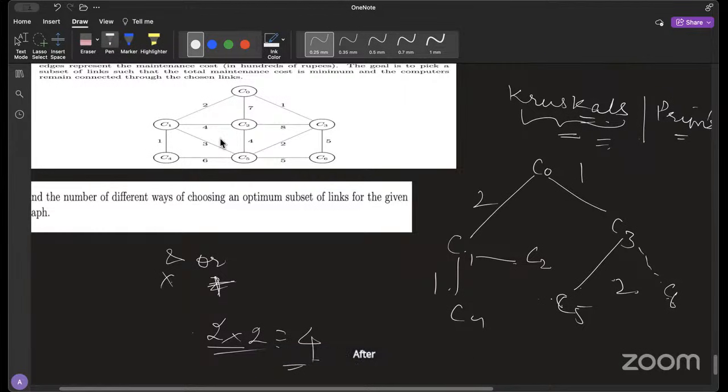After 5, 6 is there, and there's only one edge with weight 6. That's not a problem. Only one edge with weight 7. That's also not a problem. Only one with 8. So we are not going to have problems there. You cannot have different ways from there, but because these were 2, that's why you have 2 here and 2 here. But if you don't want to go this way, one way to look at it is if you draw this edge, let's say you do this.